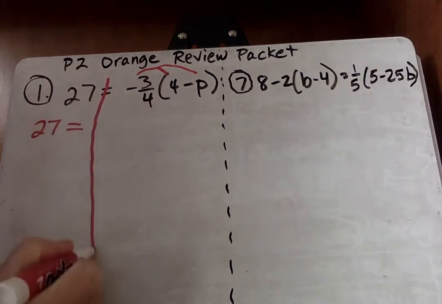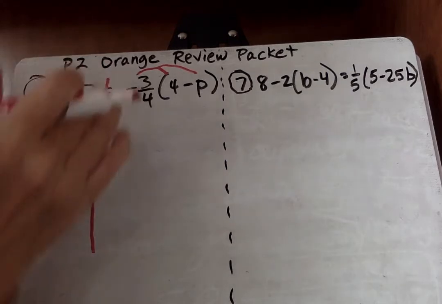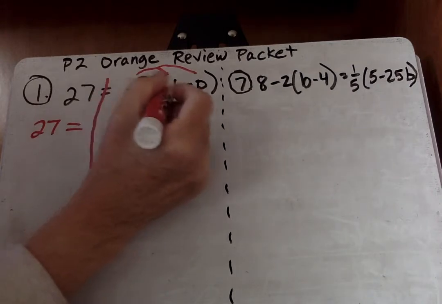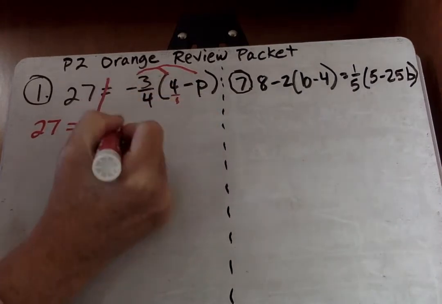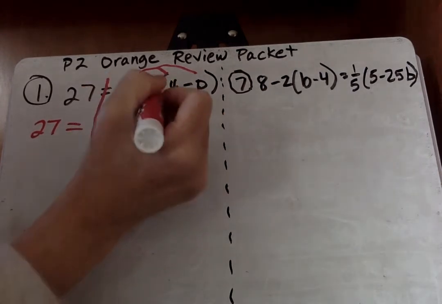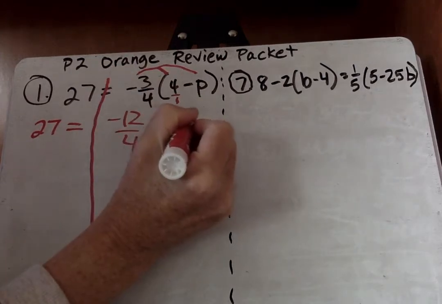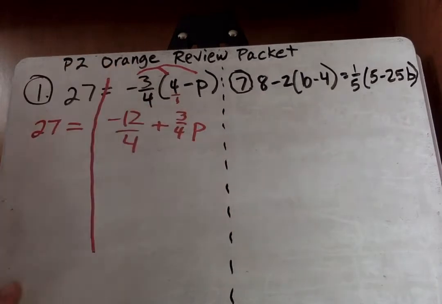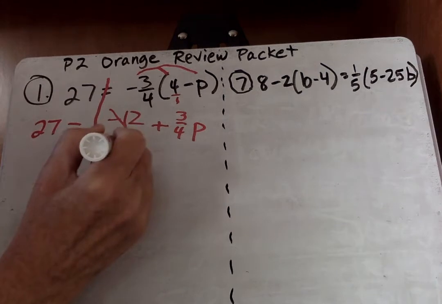and the way I've taught it before is I put a line down the equal sign and know whatever you do on this side you have to do on this side as far as any type of math operation. So it's negative 3/4 times 4 would be negative 12 over 4. Oh, negative, yes. And then negative times negative would be plus a negative plus 3/4 p. Okay, then we can simplify this and say that's going to be negative 3.